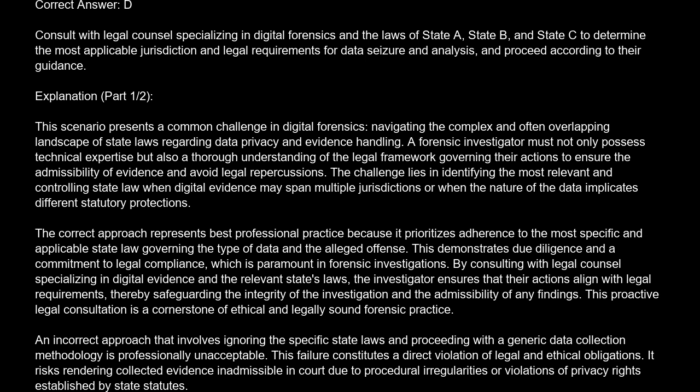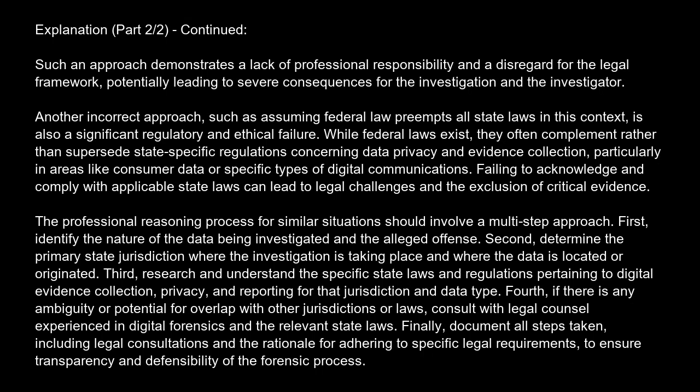An incorrect approach that involves ignoring the specific state laws and proceeding with a generic data collection methodology is professionally unacceptable. This failure constitutes a direct violation of legal and ethical obligations. It risks rendering collected evidence inadmissible in court due to procedural irregularities or violations of privacy rights established by state statutes. Such an approach demonstrates a lack of professional responsibility and a disregard for the legal framework, potentially leading to severe consequences for the investigation and the investigator.